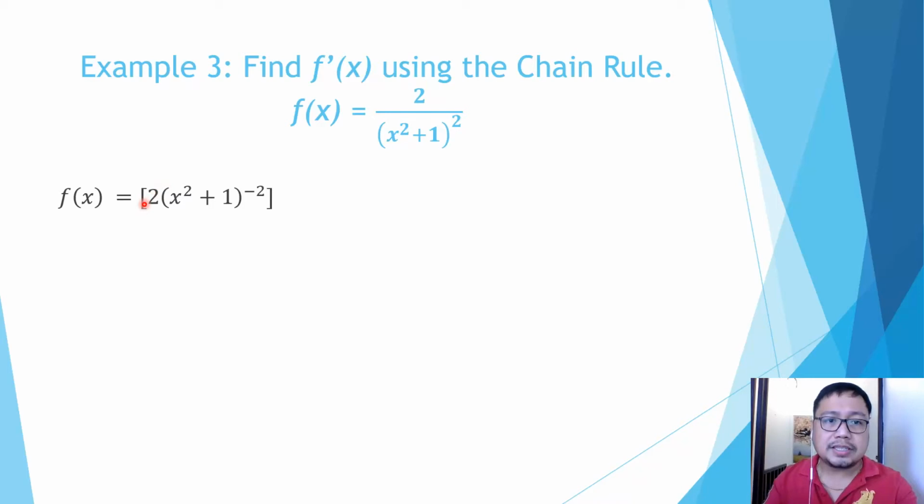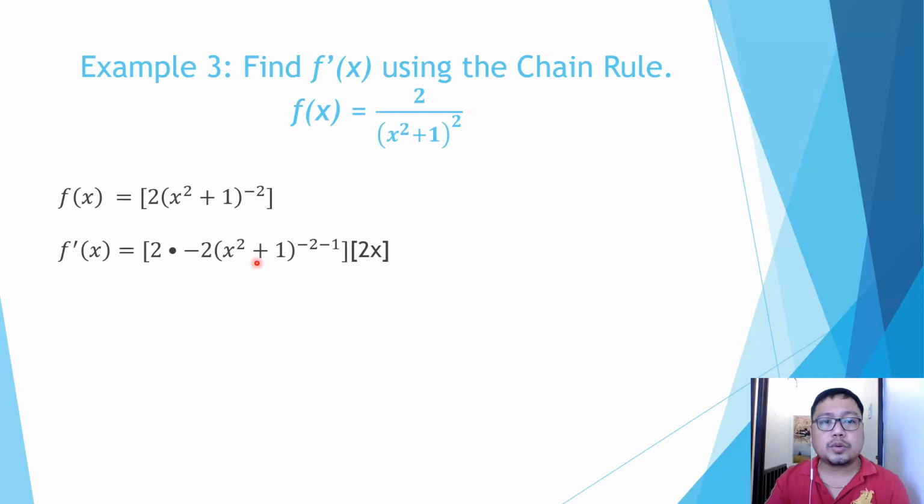The constant times the power, negative 2, times (x squared plus 1) raised to a power n minus 1, times the derivative of the inner function. What's the derivative of x squared? That is 2x. The derivative of 1 is 0, you don't need to write it. So 2 times negative 2 is negative 4, times (x squared plus 1) to the power negative 3, since negative 2 minus 1 is negative 3, times 2x.